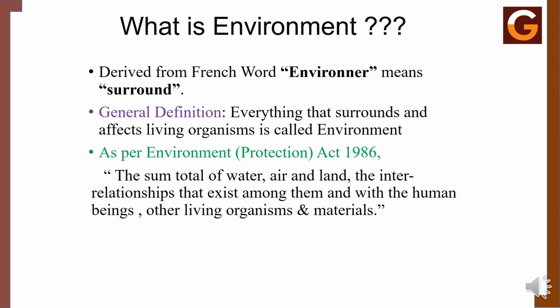As per the Environment Protection Act 1986, the definition given is the sum total of water, air and land, the interrelationship that exists among them and with the human beings, other living organism and material. So this is the definition given by the Environmental Protection Act 1986. It nothing but states that there is an interrelationship between the living and non-living components wherein which we live.